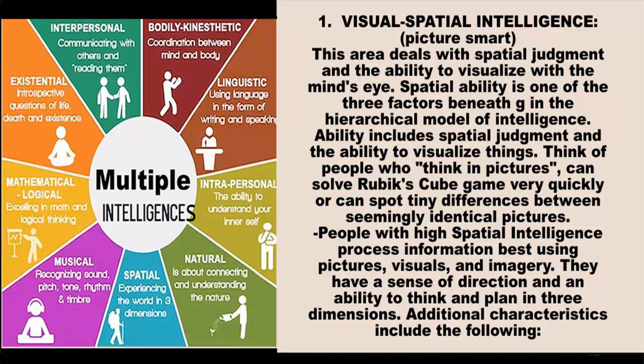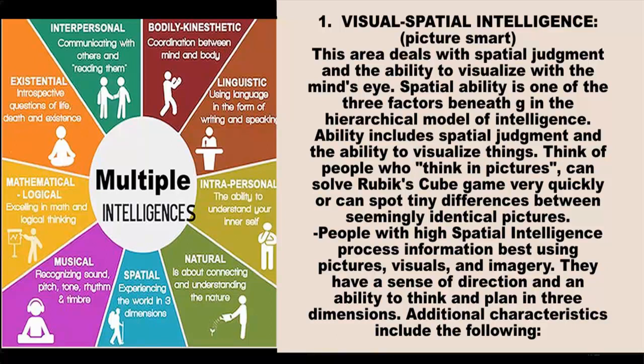Think of people who think in pictures, can solve a Rubik's Cube game very quickly, or can spot tiny differences between seemingly identical pictures. People with high spatial intelligence process information best using pictures, visuals, and imagery. They have a sense of direction and an ability to think and plan in 3 dimensions.